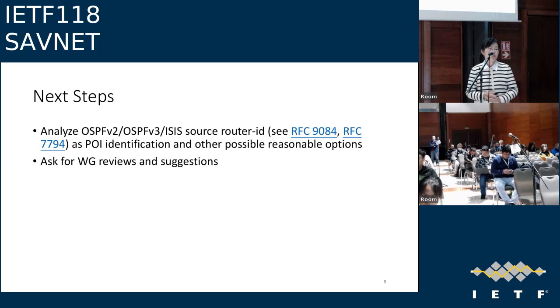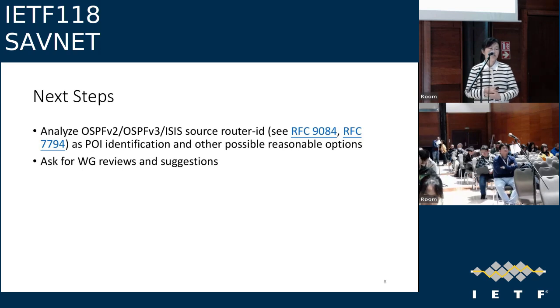And we also received comments from Aijun. It's about the existing RFCs. RFC 9084 is about OSPF v2 and v3 extensions to carry the source router ID. The source router ID can be considered as a method for the POI. And RFC 7794 is about its extensions to also carry the source router ID information.